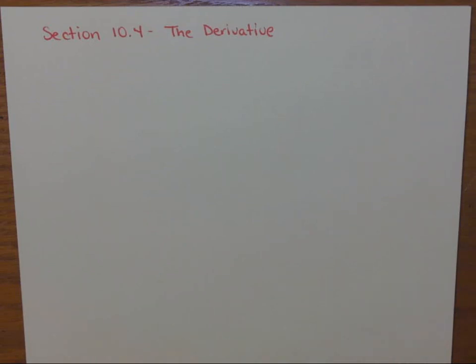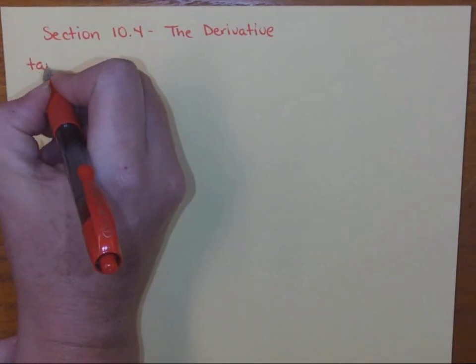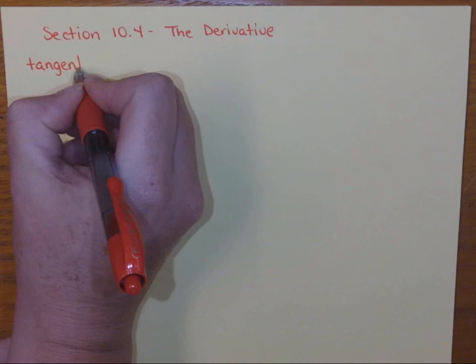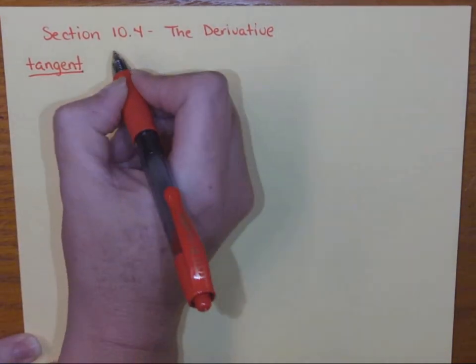So today's lecture is going to be on something called the derivative. We're actually going to be on this topic for quite some time in this class. It's a really important topic in business calculus. So first we need to get some definitions out of the way.